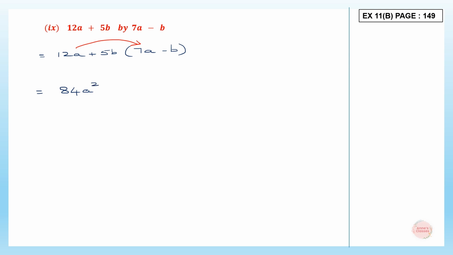Now let's take 12a and multiply it by minus b. The sign will be minus. The number is 12. A into b is ab. So now that we finished with 12a, let's take plus 5b into 7a. So plus into plus is plus. 5 sevens are 35. B into a is ba or ab. It's the same. Next we're going to multiply 5b into minus b. Plus into minus is minus. The number is 5. B into b is b to the power of 2.